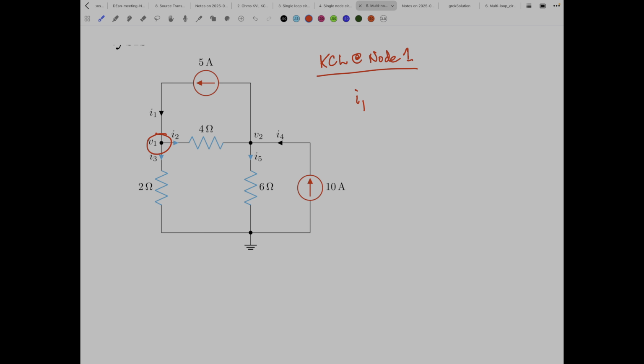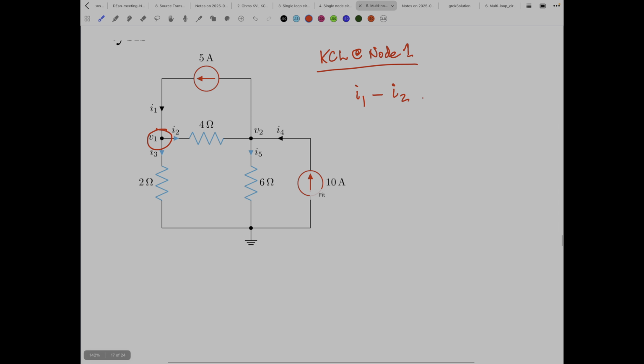I think the problem solves it a slightly different way. Let's see if we get the same answers. So I get I1 in, and then I get I2 out, so it's going to be negative. And I get I3 out, so it's negative. And those 3 things have to equal 0, because the current going in will equal the current going out.